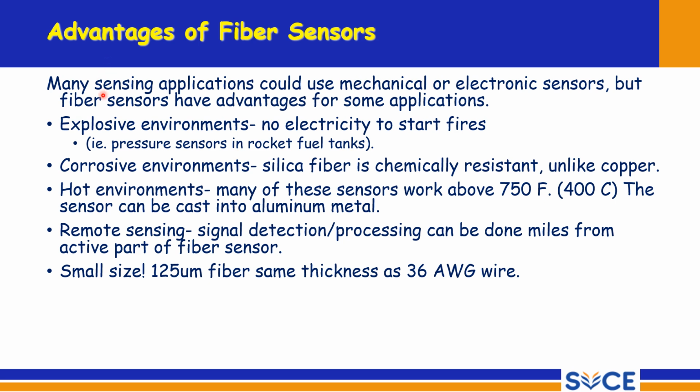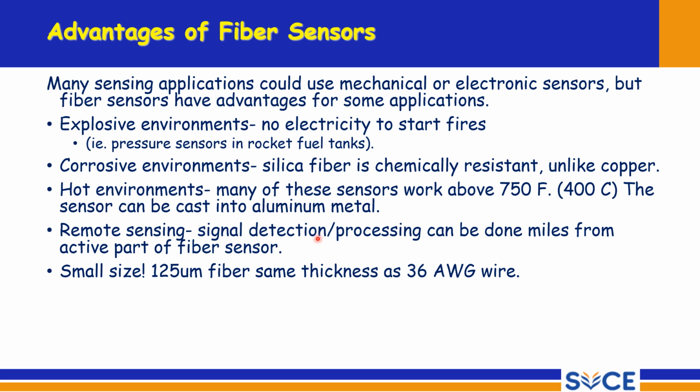Advantages of fiber sensors: many sensing applications could use mechanical or electronic sensors, but fiber sensors have advantages for some applications. Explosive environments: no electricity to start fires, for example pressure sensors in rocket fuel tanks. Corrosive environments: silica fiber is chemically resistant, unlike copper. Hot environments: many of these sensors work at about 750 Fahrenheit, 400 degrees Celsius. The sensor can be cast into aluminum metal.